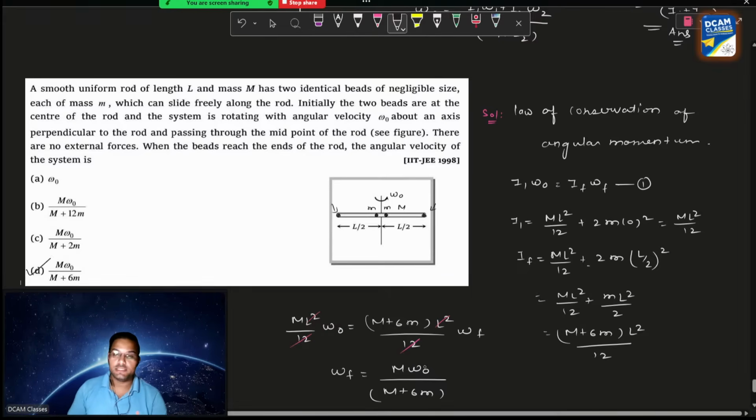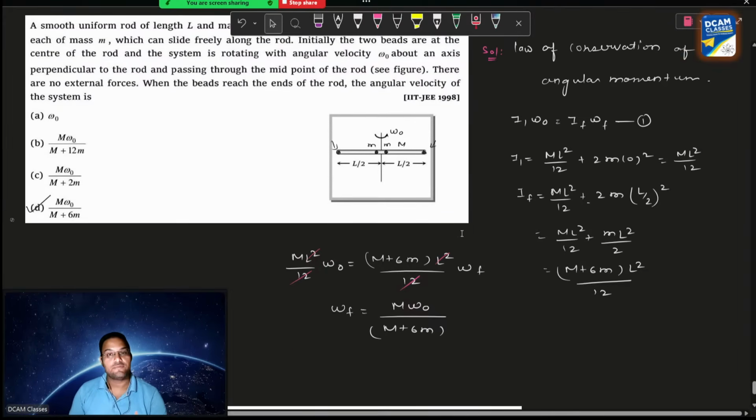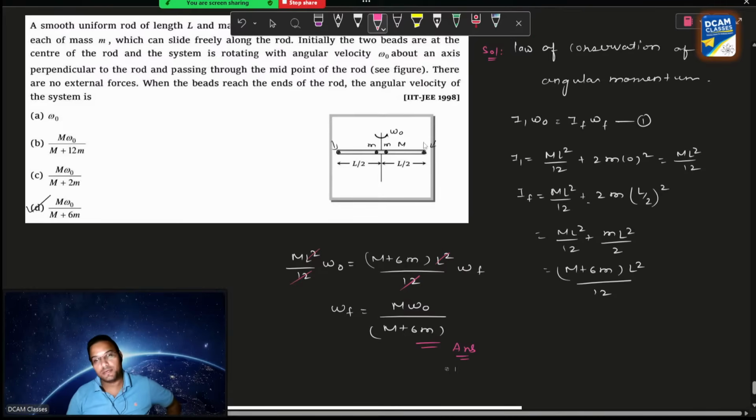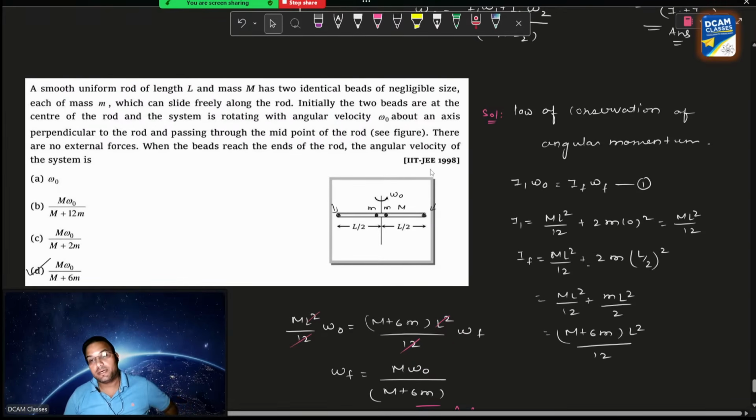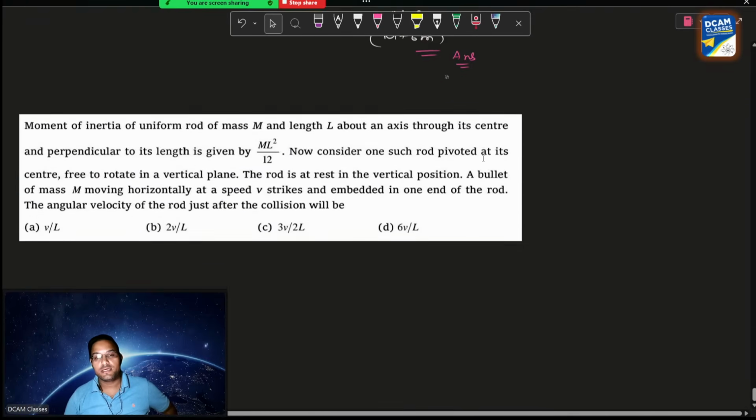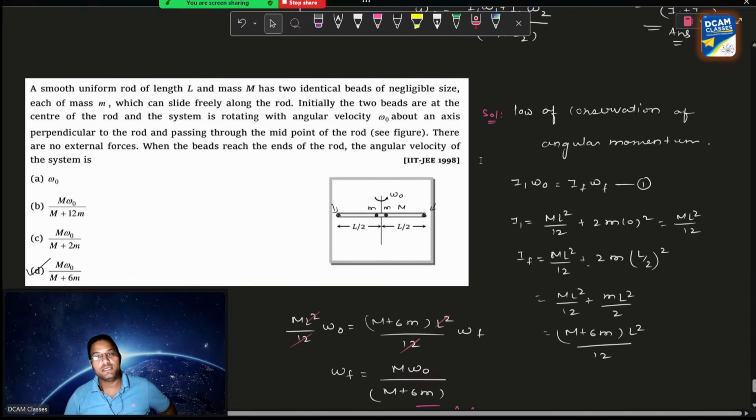I don't think these questions are tough. I have not yet given you any tough question. They're just for you to gain the momentum. You have to understand how the conservation of angular momentum is being applied. And remember, it is an IIT JEE question from 1998. See how easy questions were then. Easy for everyone, okay?